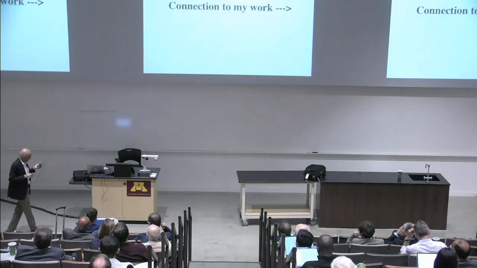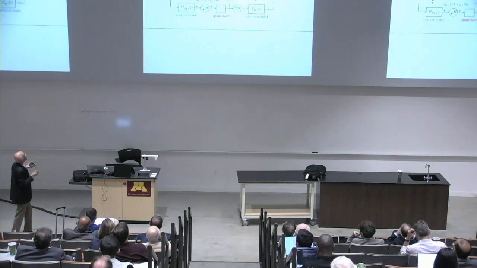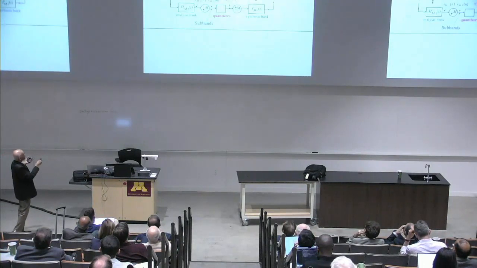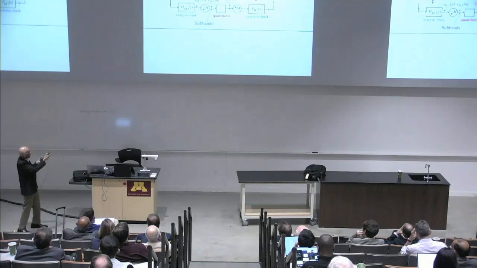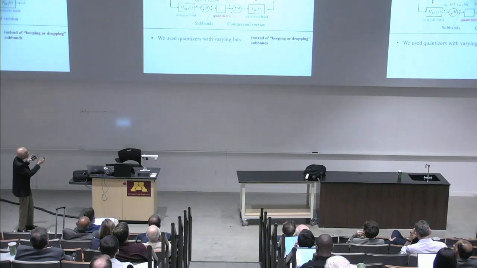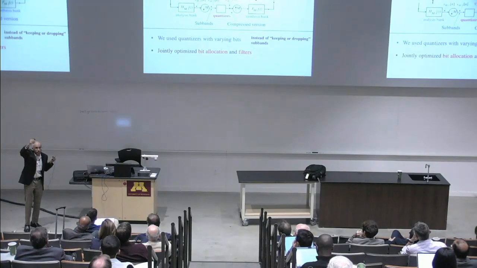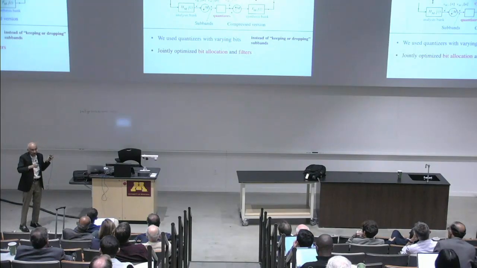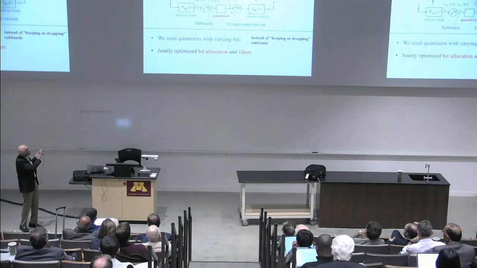Okay, you also said to talk about the connection to your work, and then I will stop. So in my work in those days, I put quantizers. Instead of keeping n out of m subbands, I put quantizers and appropriate high bit rate models, with varying bits instead of dropping subbands. And we optimized bit allocation across the subbands. How many bits we allocate to the different subbands, we optimize that, and also optimize the analysis filters simultaneously.